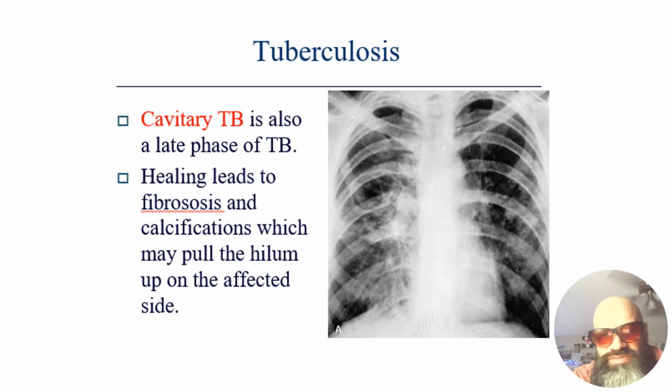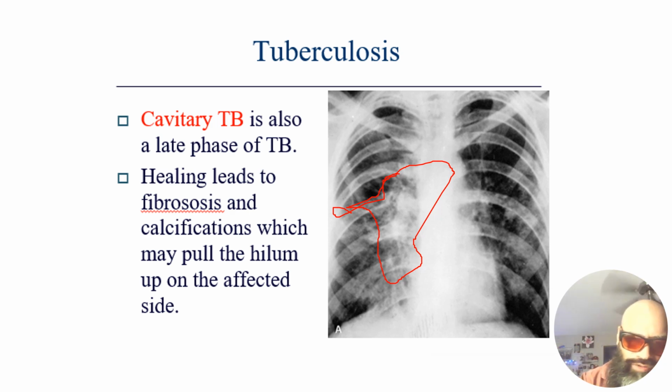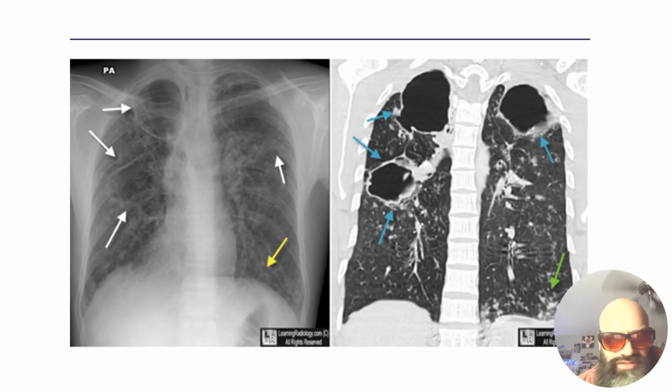Calcifications are found, which may create an adhesion to the structures in the hilum, as you can see here, and they start to pull towards the affected side. Anything that's going to create scarring, calcification, or fibrosis, scar tissue likes to wrap around certain structures and keep them nice and close. So this is why it's pulling it towards the side of the affected area.